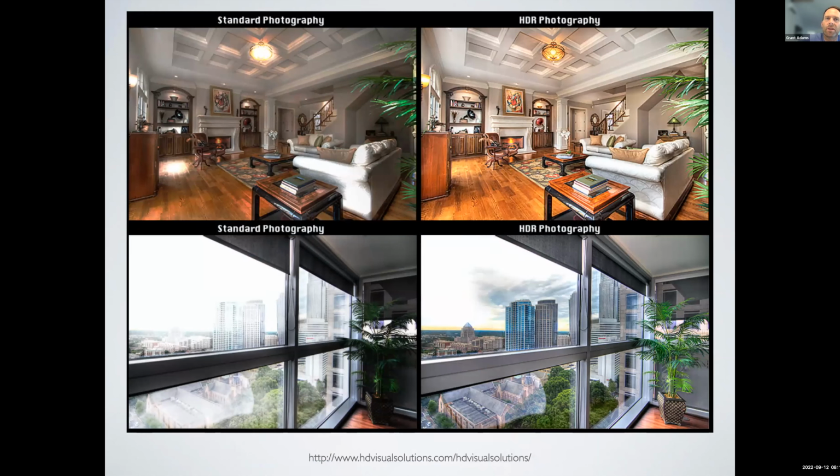So here's another set of examples. We've got the standard photography on the left. We've got the high dynamic range on the right. And you can see that there's a significant difference. So if we look at the bottom image to start, look at this corner right here. You can see how dark it is in the standard photography. And if we jump over and look at that same spot right here, look, we're seeing all the detail.